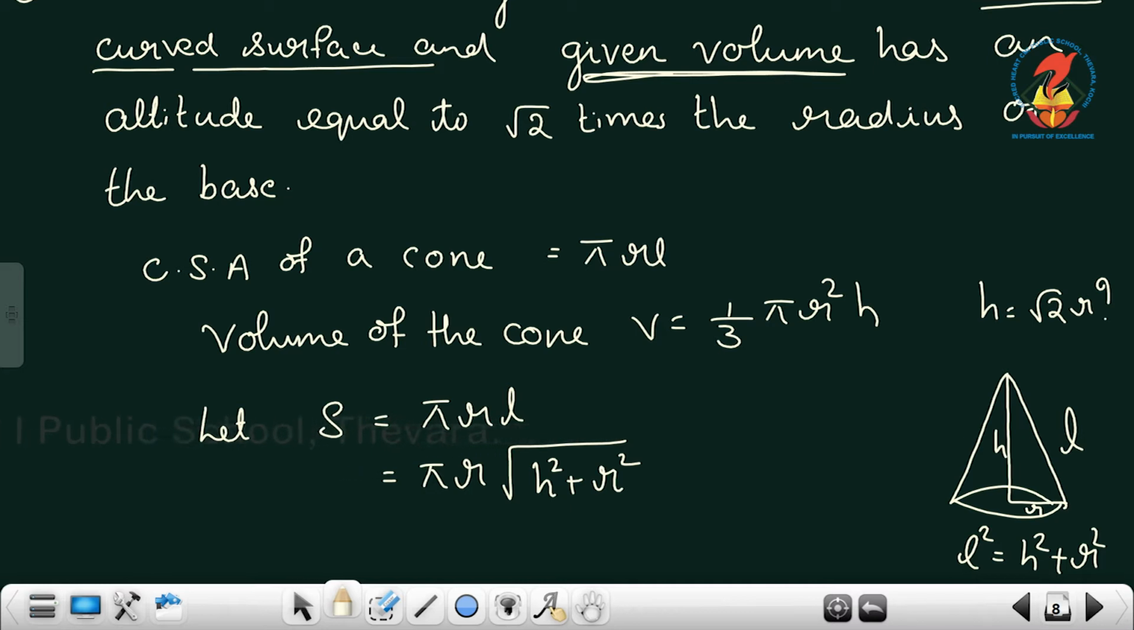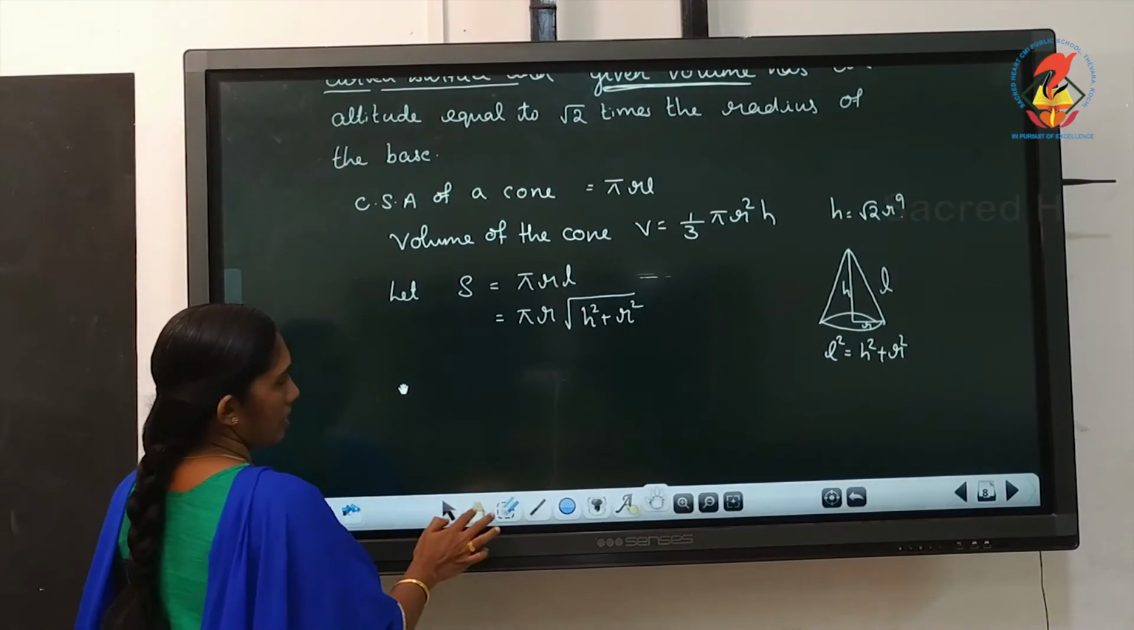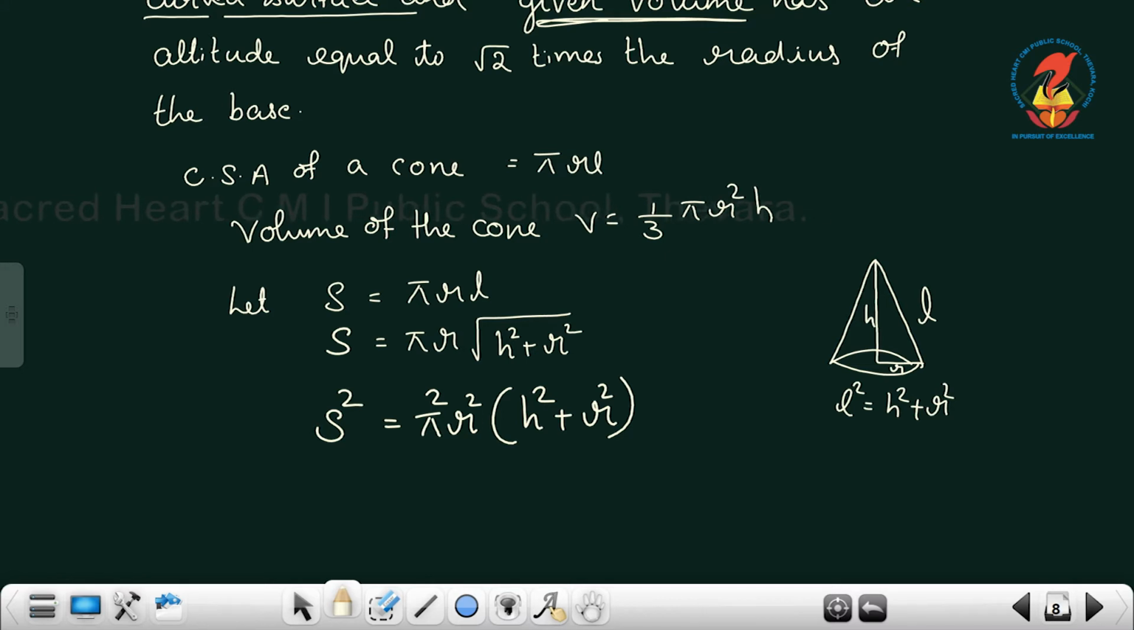Okay. For this h we can substitute from here. Okay. So everything in terms of r, we say V constant. But here we have a root. It's very difficult to find the derivative. So what we do is squaring both sides. So this is s, squaring both sides. So s square equals pi square r square into h square plus r square. Now we substitute for h. What is h from here? H is equal to 3v by pi r square.